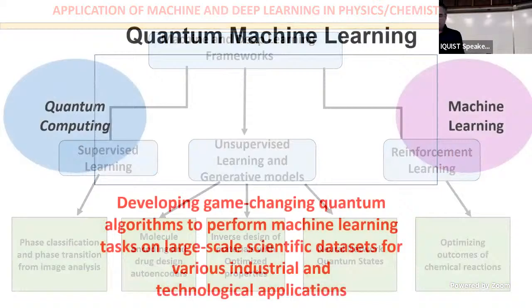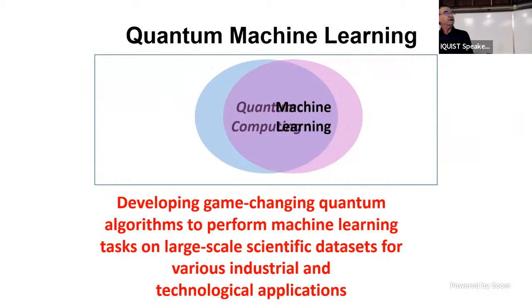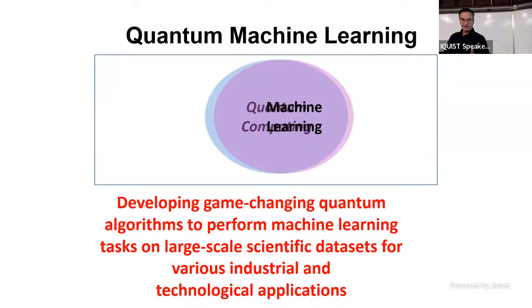When we talk about quantum machine learning, we are combining classical machine learning algorithms with quantum computing algorithms. And just to distinguish, sometimes people use the word quantum machine learning but they mean using classical machine learning to solve quantum problems. And this is different. We are really talking about combining classical machine learning algorithms with quantum computing algorithms.